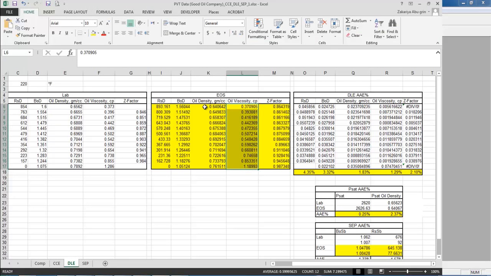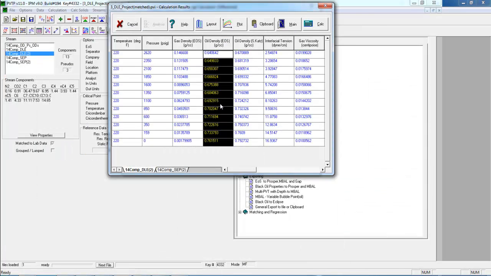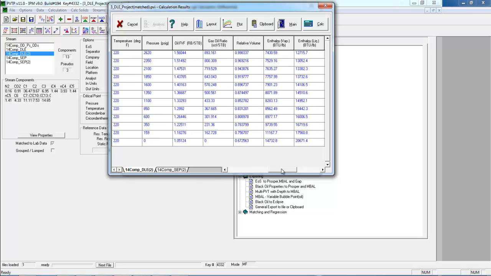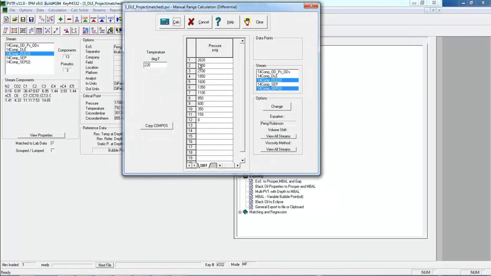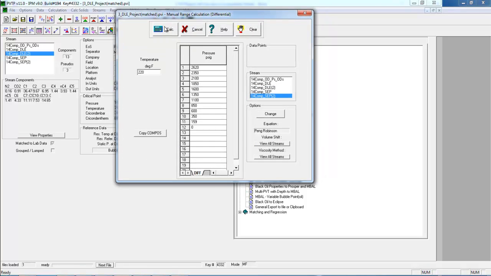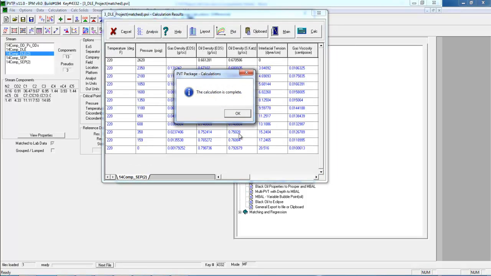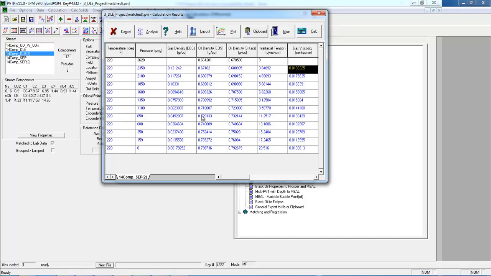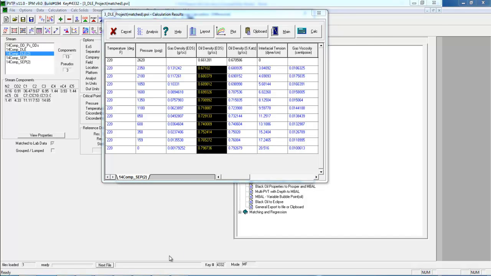So, in the PC board, sorry. Yeah. Oh, we are in. Yeah. So now DLE, oil density.